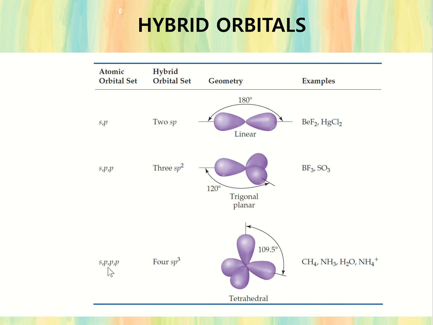And then finally, when we mix one s and three p orbitals, we get four sp3 orbitals. So 1, 2, 3, 4. And of course, the geometry is tetrahedral, and the angle here is 109.5. So we have a number of compounds here that fall in that category.